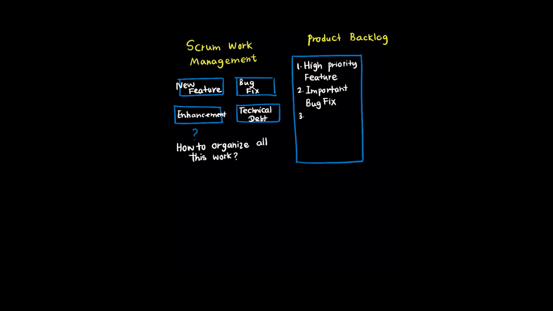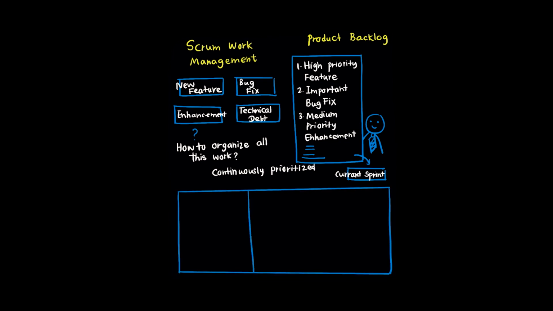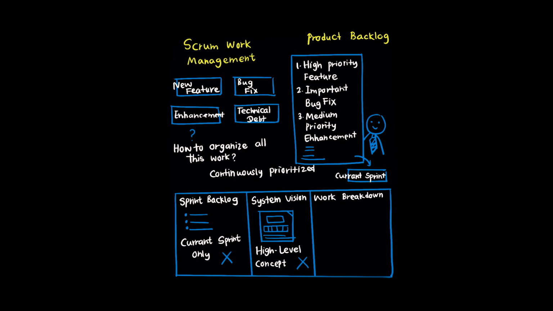During sprint planning, the team selects items from the top of the product backlog to work on in the upcoming sprint. As new needs emerge, they're added to the product backlog and prioritized against existing items. Think of it as a living to-do list for the product that evolves throughout the project. The sprint backlog is different. It contains only the specific work selected for the current sprint. System vision is the high-level concept. Work breakdown structure is used in traditional project management, but in Scrum, the product backlog is that master prioritized list that guides all sprint planning.